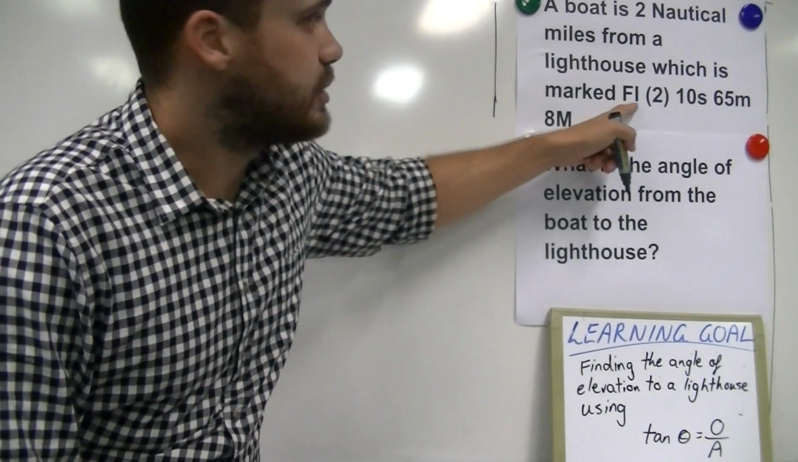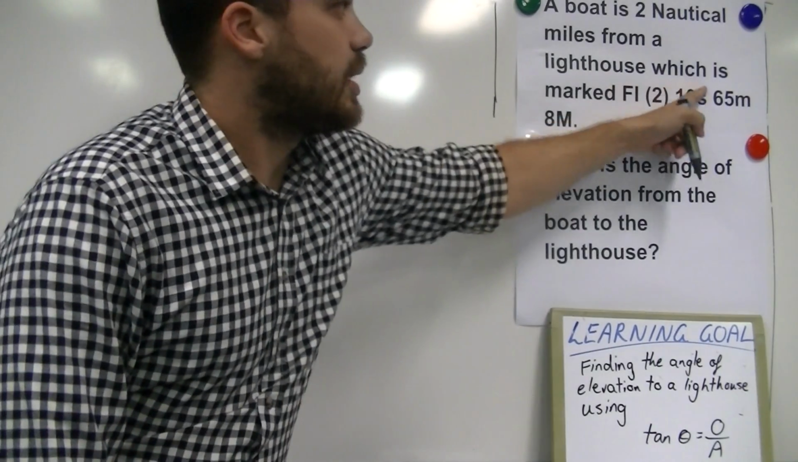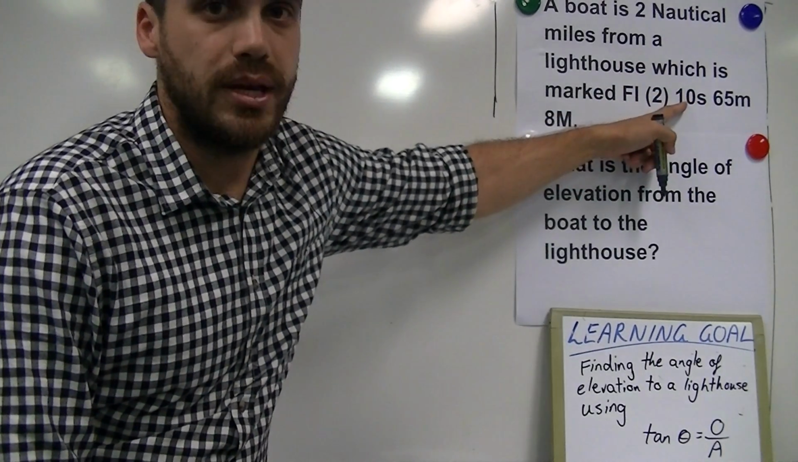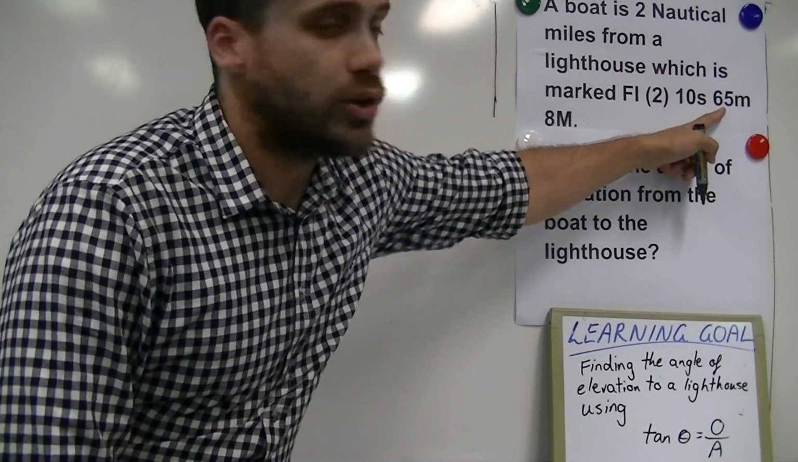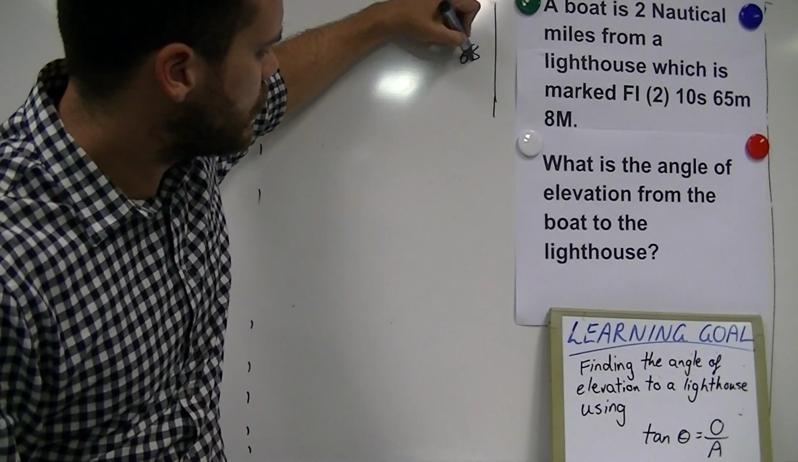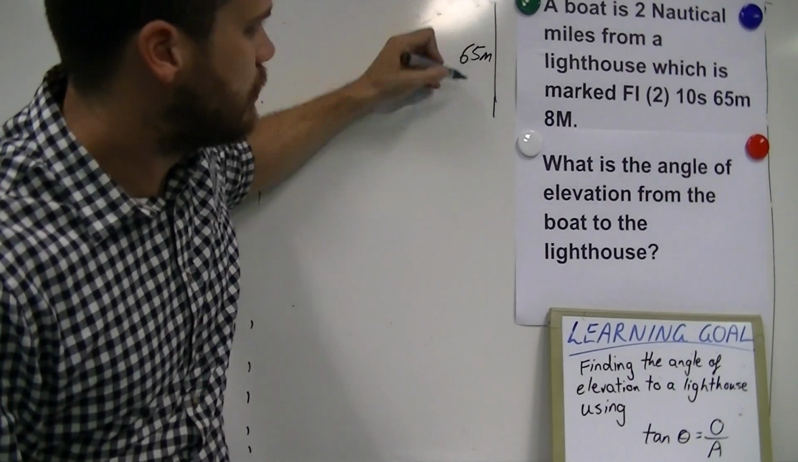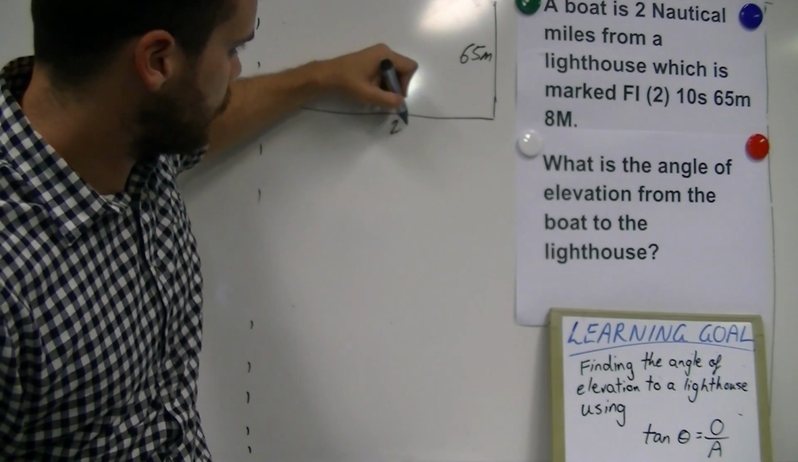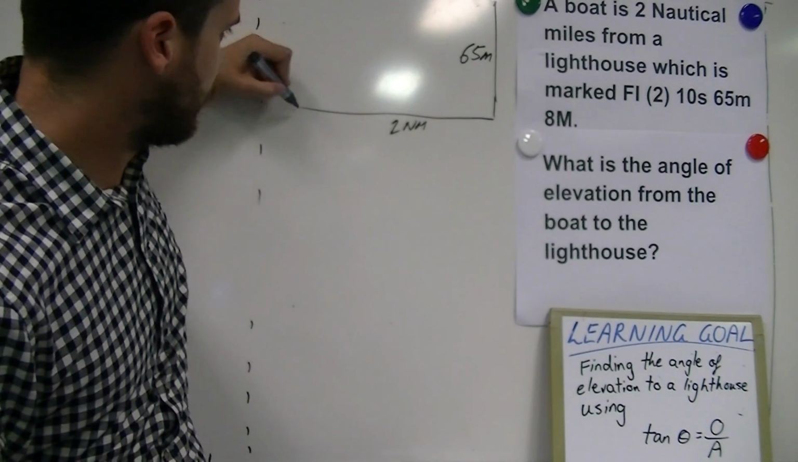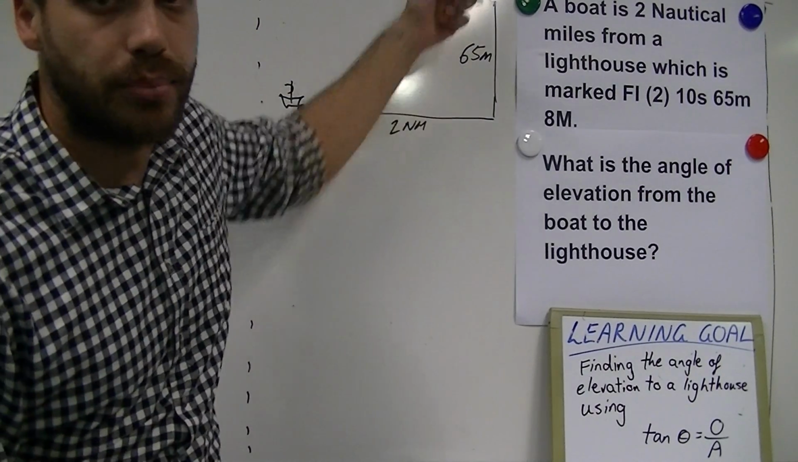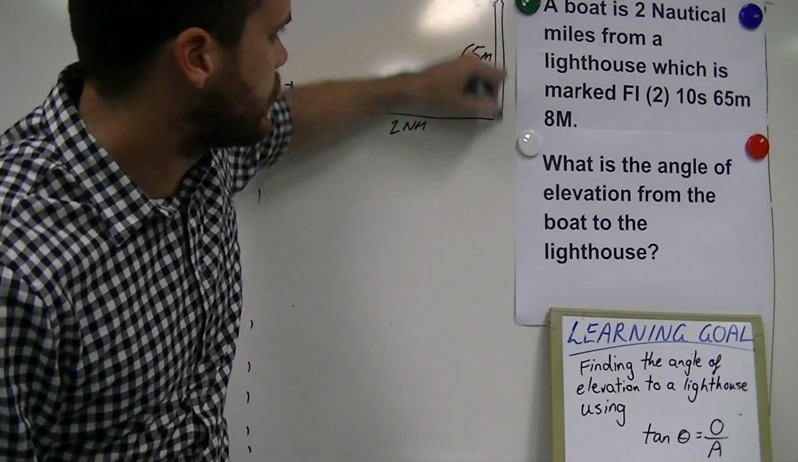Now looking at the markings on the lighthouse, don't worry about all of this, that's our flashing. It's flashing 2 times and it's repeating every 10 seconds. It's got a height, this is the important bit, 65 metres. So that's the height of that thing. Now the distance is 2 nautical miles from boat, there's our boat, to lighthouse, there's our lighthouse.